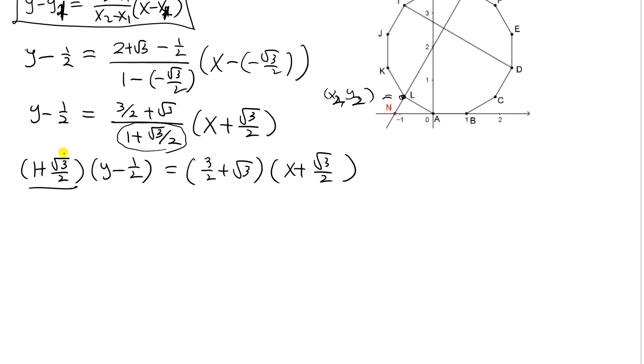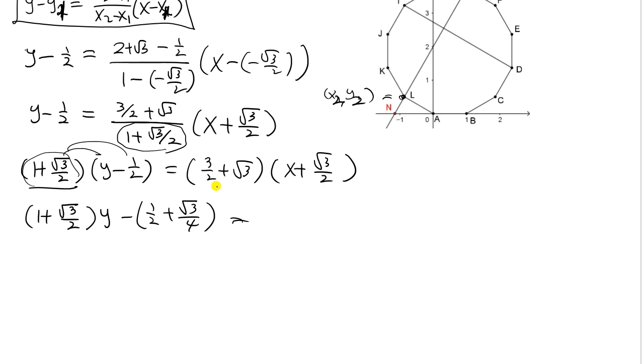So by distribution, let me just multiply like this. So (1 + square root 3 over 2) times y, minus, when you multiply 1/2 directly for this one, we are going to have 1/2 plus square root 3 over 4, right? Let me do the same thing on the right hand side. Then it's (3 over 2 plus square root 3) times x plus, just multiply this one to here.